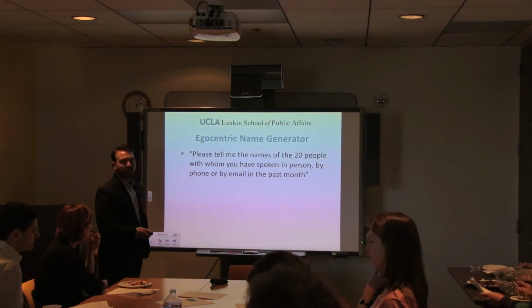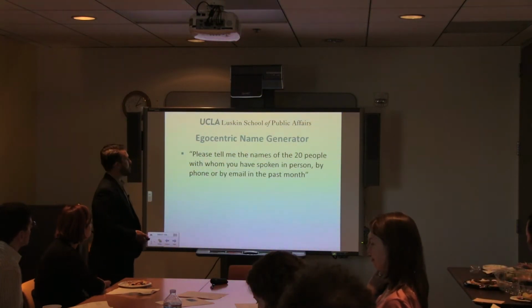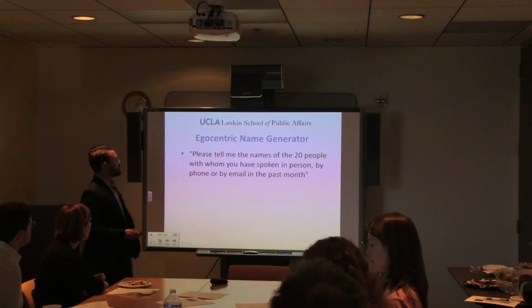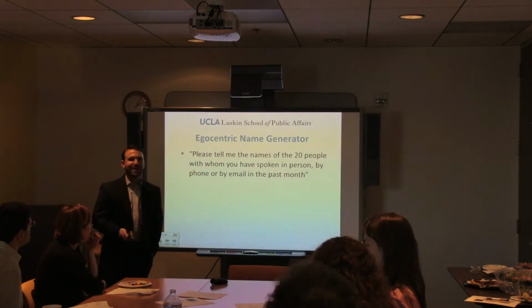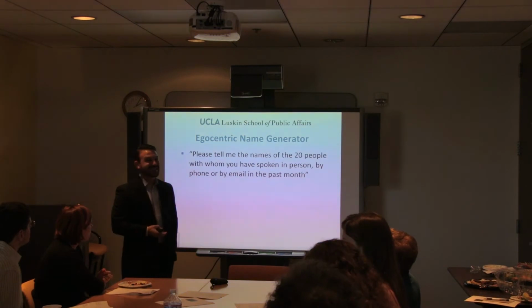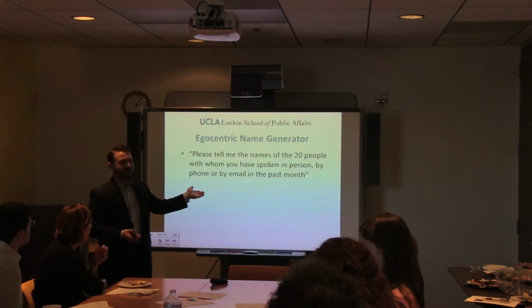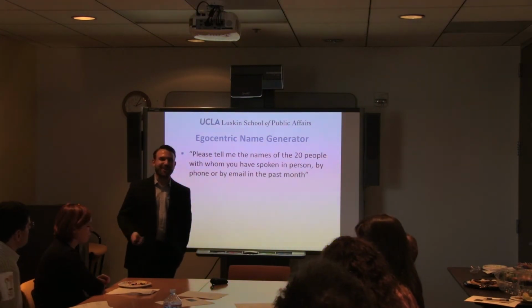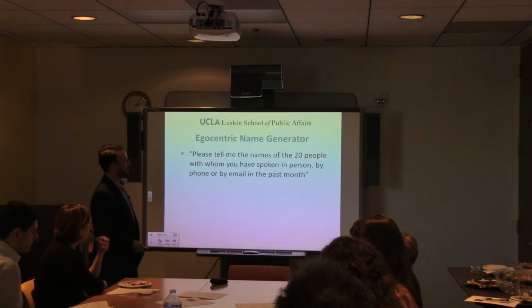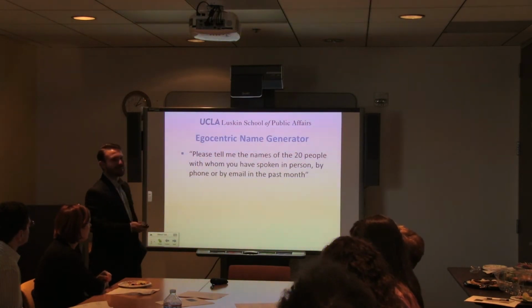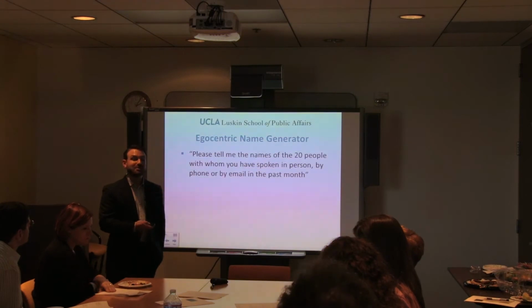So this is an example of an egocentric name generator question. In a survey, we might ask a person, please tell me the names of the 20 people with whom you've spoken in person, by phone, or by email in the past month. There's a huge literature on name generator questions, and I think if most of us were asked this, we might find it somewhat challenging. There are a lot of issues with recall and other things that come up, but that's a subject for a different talk. I just wanted you to have an idea of what an egocentric network name generator looks like.